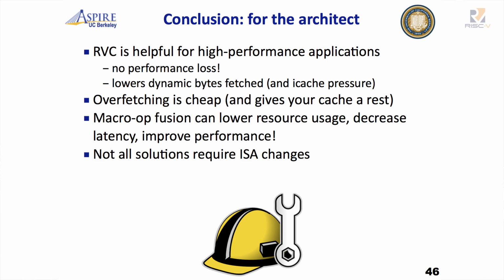Also, I didn't mention this, but overfetching, you know, fetching more than one instruction a cycle, maybe to look for fusion opportunities, that's actually a good idea for energy efficiency. In fact, it's such a good idea, Rocket already does it. It fetches up to 16 bytes a cycle. So don't be afraid to fetch more to look for fusion. And not all solutions require an ISA change.